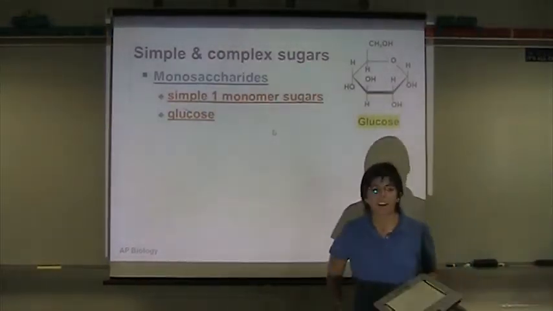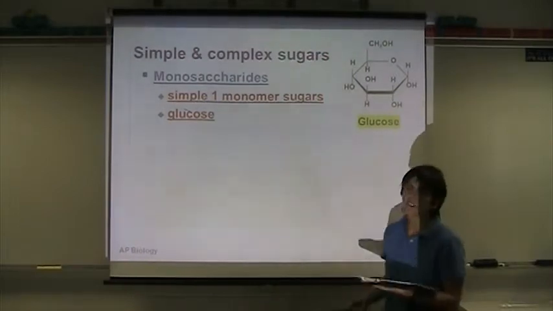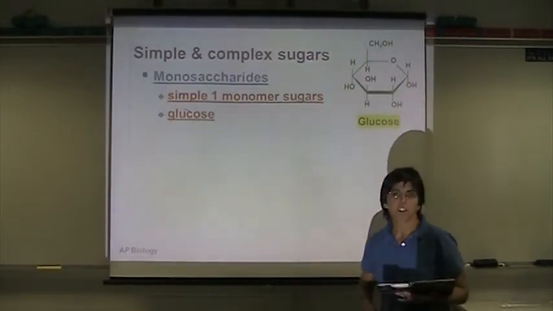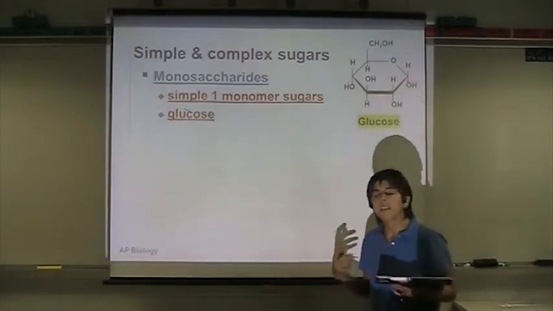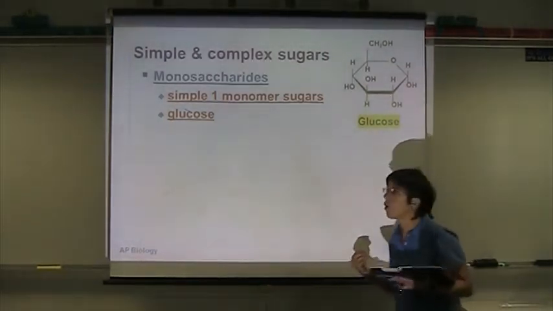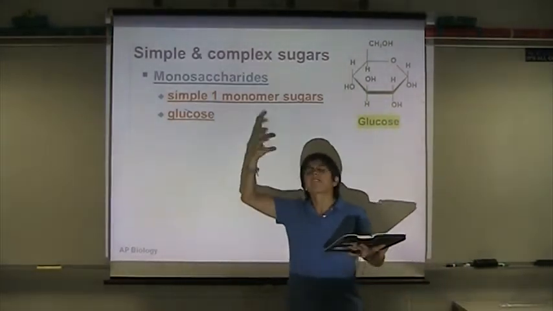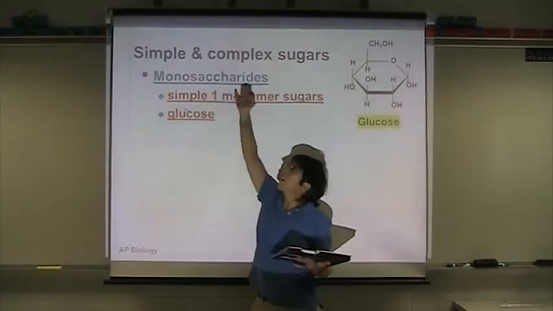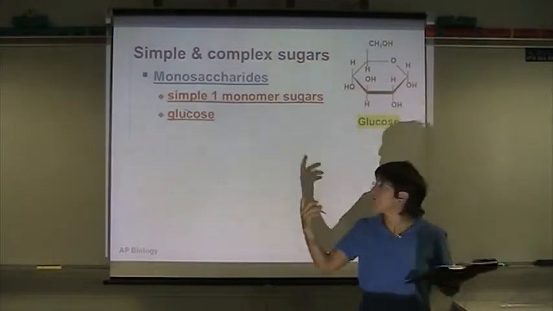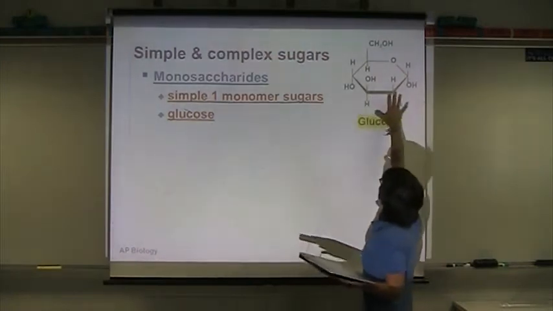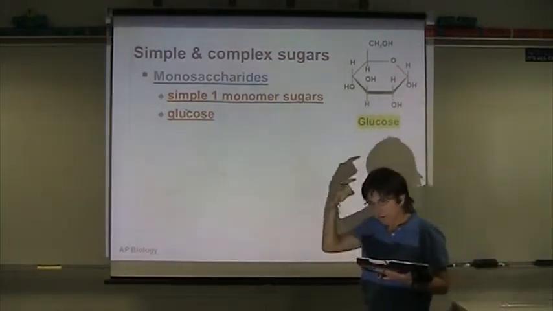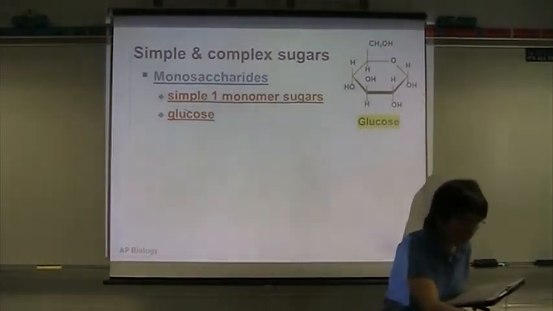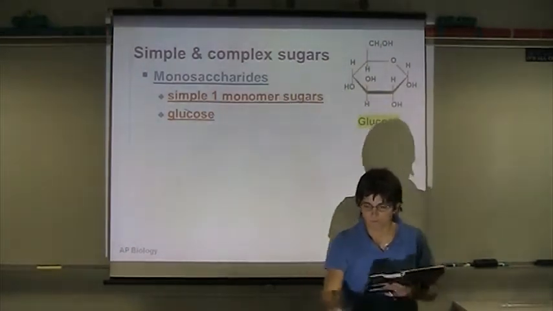Now, carbohydrates are kind of funny, and scientists love to create new names. Instead of calling them just monomers, in the case of carbohydrates, they like to call them monosaccharides. Saccharose means sugar, so 1 sugar. So here we have, again, our beautiful glucose. That's the 1 monomer. That is 1 Lego.